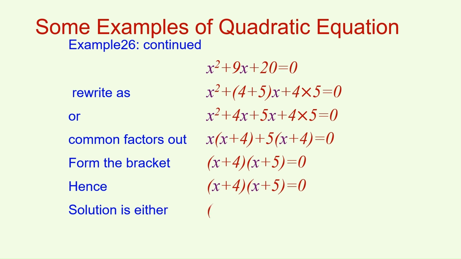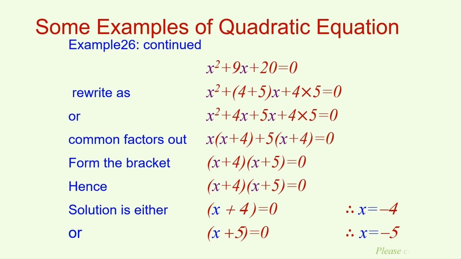The solution is either x plus 4 equals 0, therefore x equals minus 4, or x plus 5 equals 0, therefore x equals minus 5.